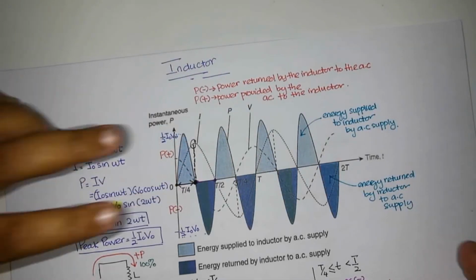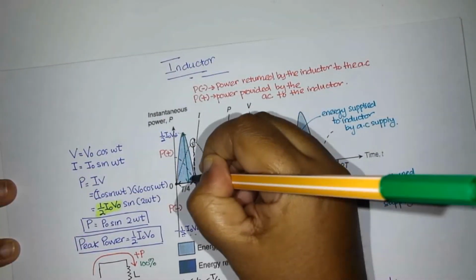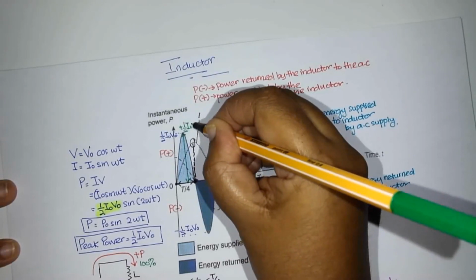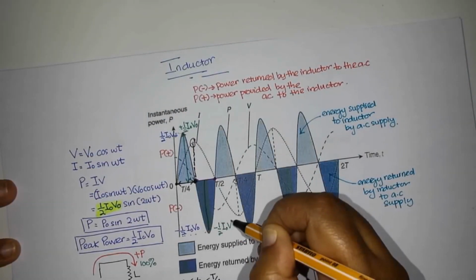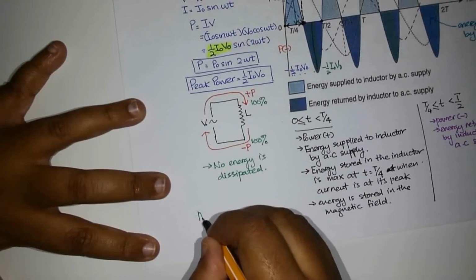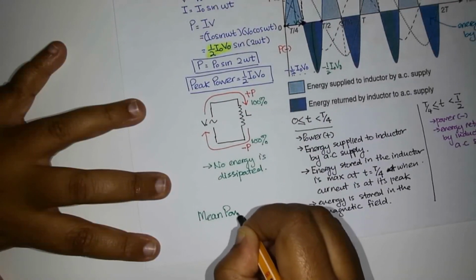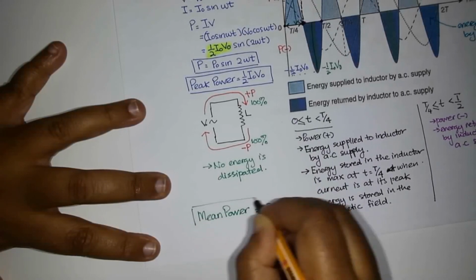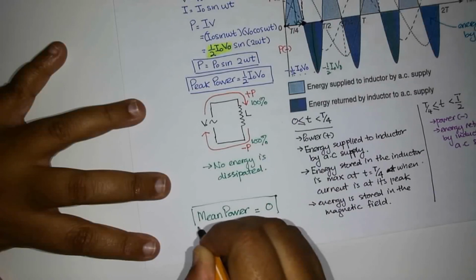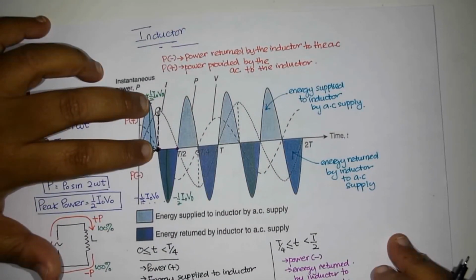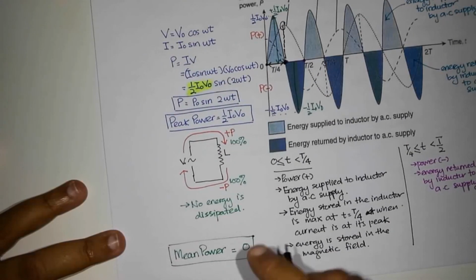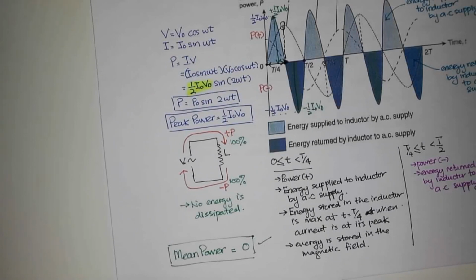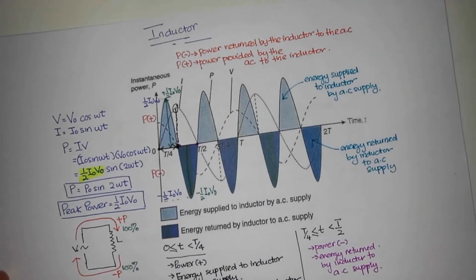So you see the maximum peak power is plus half I naught V naught. Then this one is negative half I naught V naught. So I'm going to write down here: mean power is 0. Mean power is 0 for an inductor, because half I naught V naught plus minus half I naught V naught, you get 0. So that is the most important concept.